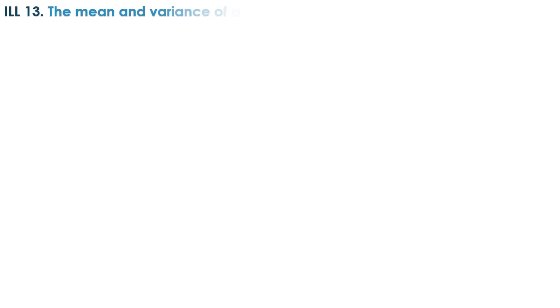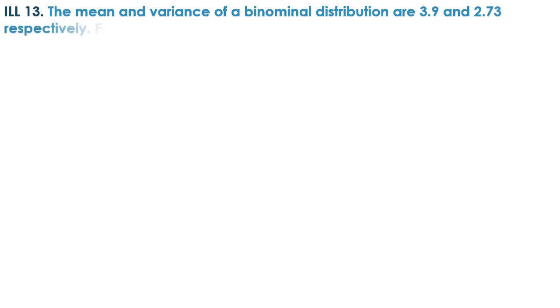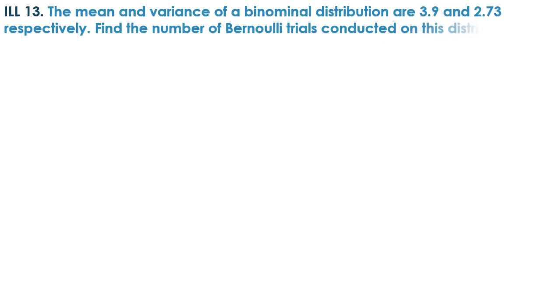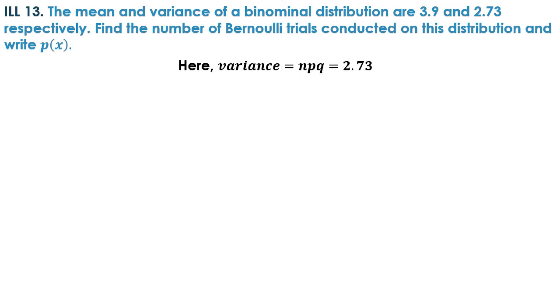The mean and variance of a binomial distribution are 3.9 and 2.73 respectively. We have to find the number of Bernoullian trials conducted on this distribution and write Px. Now, let me clarify one thing. Mean and variance of the binomial distribution are 3.9 and 2.73. That means variance NPQ is equal to 2.73.